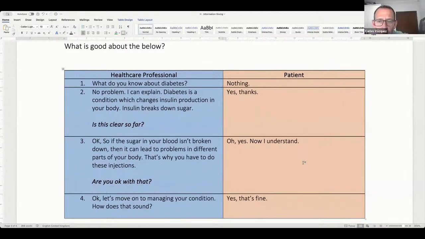It's very clear and concise. Yeah, the language is very clear, isn't it? It's quite simple. Notice this bit here. It changes insulin production. Did I have to say this?